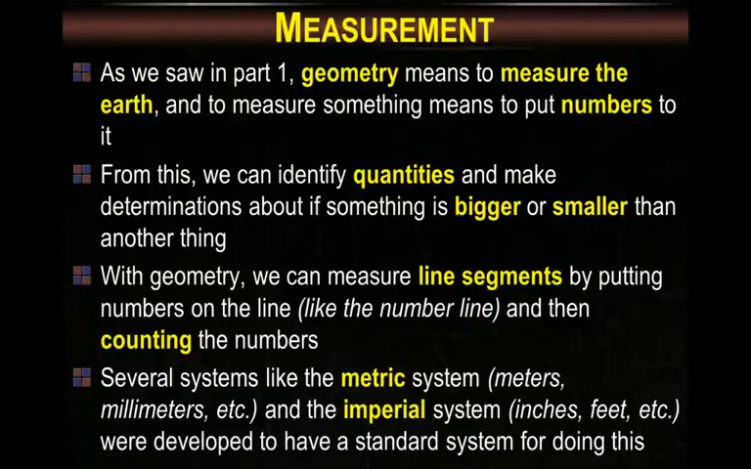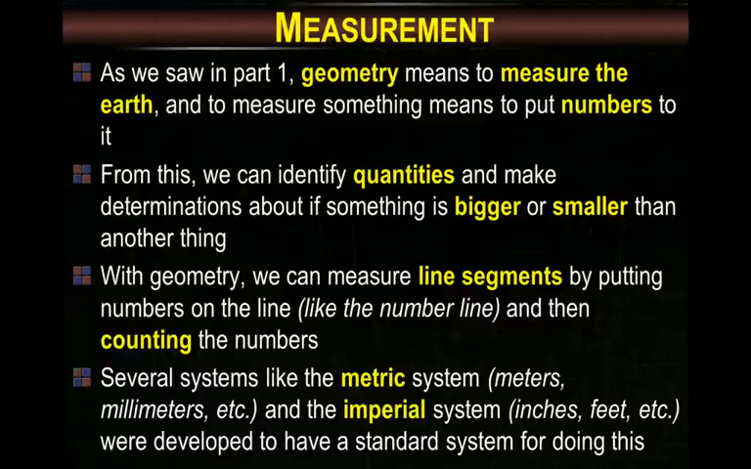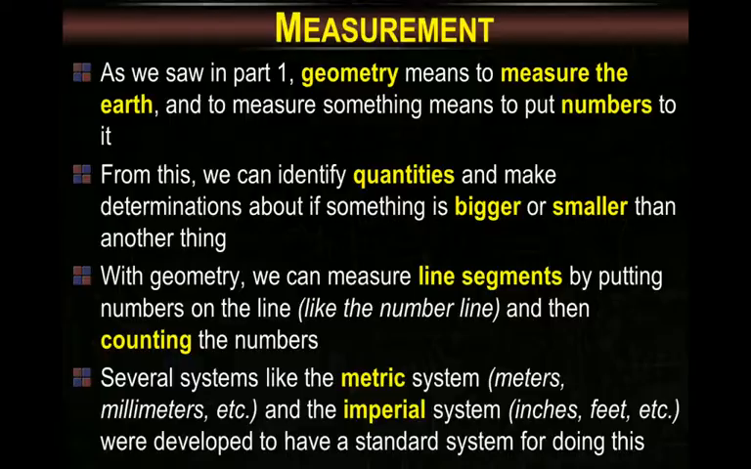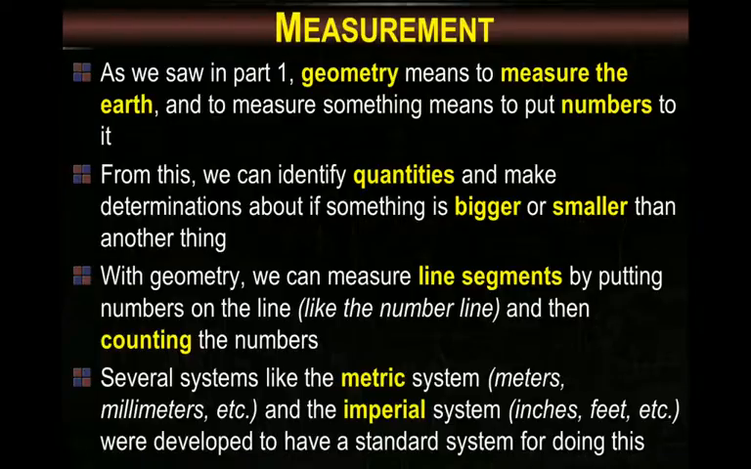To do this, we have systems for putting numbers on. One of the systems is called the metric system. Another system is called the imperial system. You see this when you grab a ruler. On one side of the ruler, it uses inches and feet and things like that. And on the other side of the ruler, it uses centimeters and millimeters. These are two different systems for putting numbers on things.